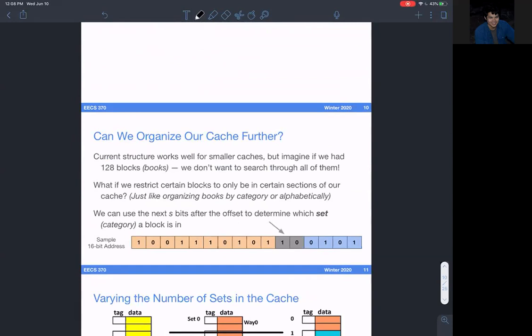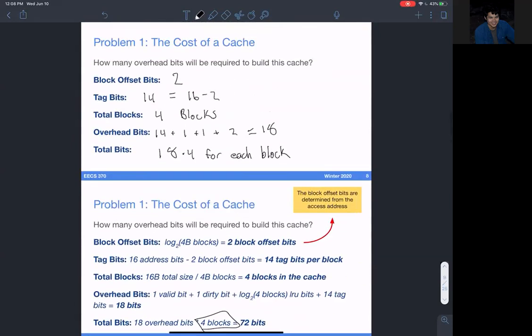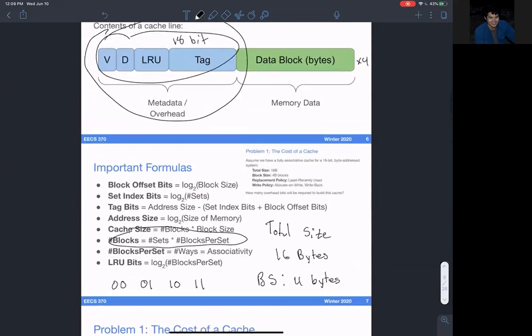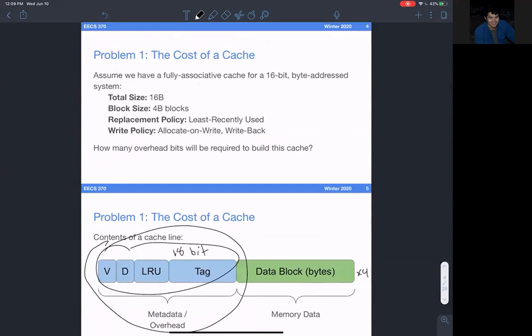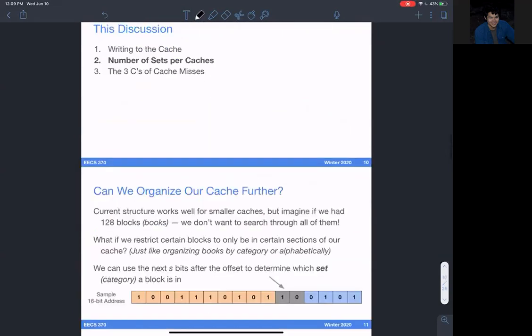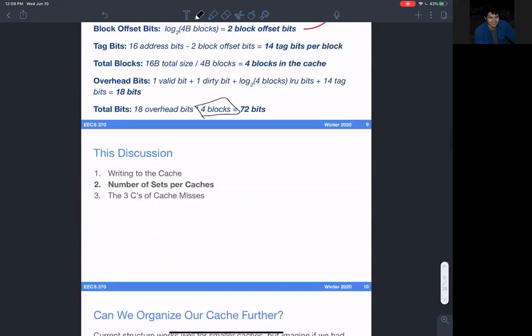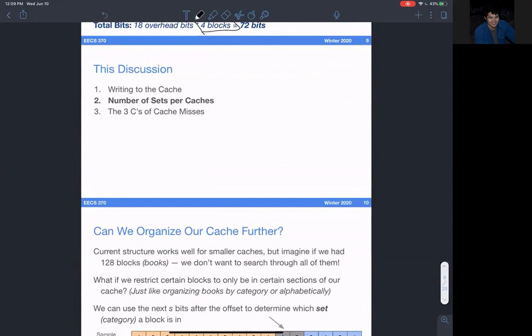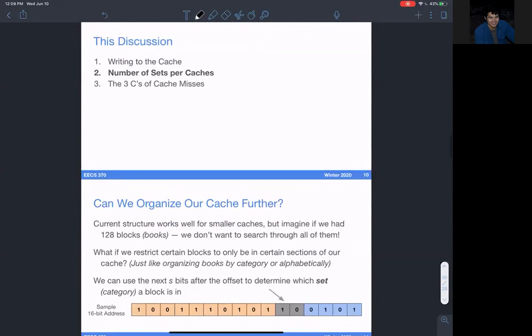If we were just using the structure where we have no organization except for looking at a block, each block has its own tag. Is that the most effective way? Or can we organize our cache a little more cleanly? What if we restricted certain blocks to only be in certain sections of our cache, just like organizing books by category or alphabetically? What we can do is use the next S bits after the offset to determine which set, or category, a block is in.